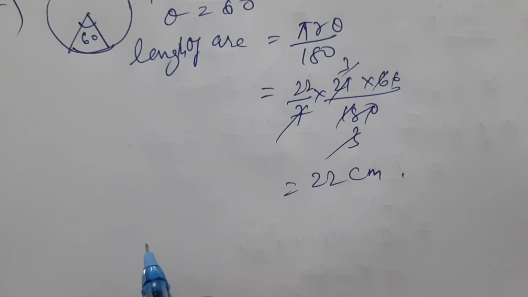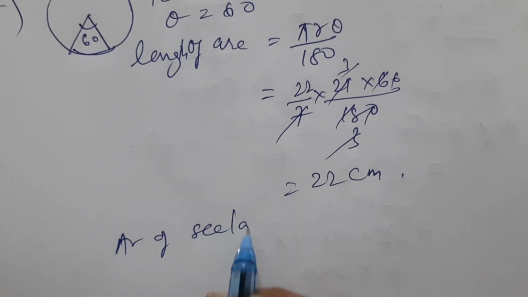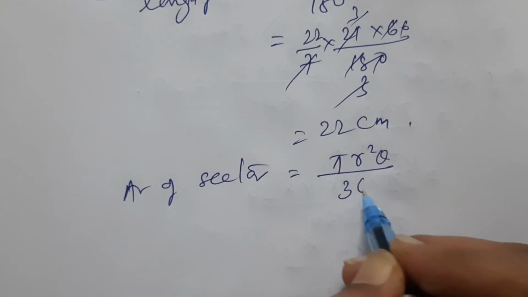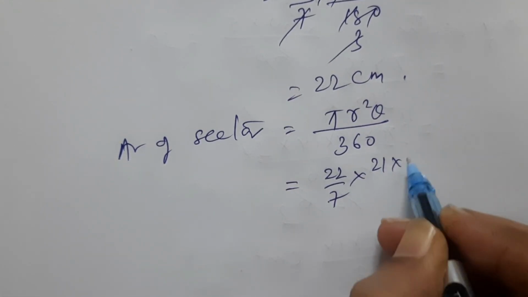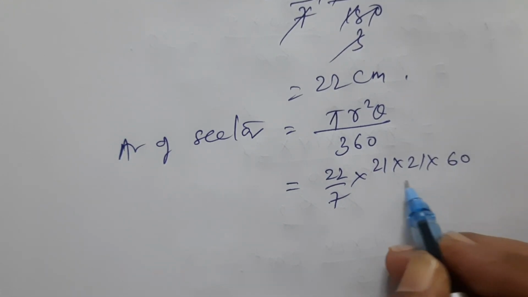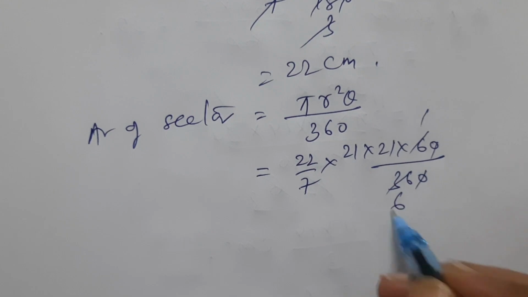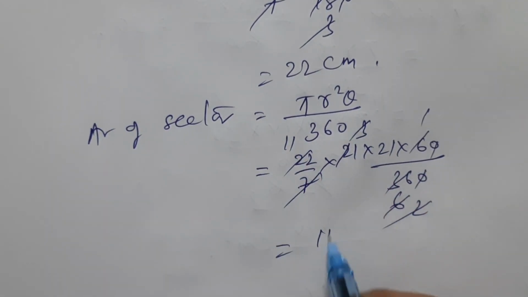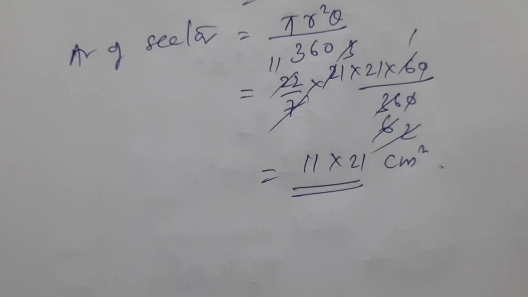Now the next one is area of the sector. If you already know how to find area of sector, it's pi r square theta upon 360. What is pi? 22 by 7. Radius is 21. Theta is 60, whole upon 360. Now cancel out. Only cancellation is remaining. So answer is 11 multiplied by 21. The answer part I am leaving for you to complete on your own, otherwise the video will get extended.